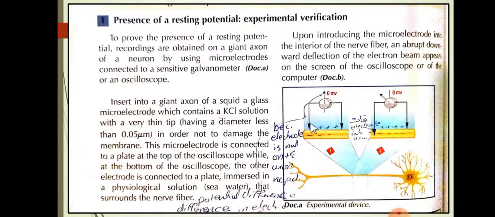Here, miss, we have a needle, a needle in which we put KCl solution, with a very thin tip, meaning this needle is thin, having a diameter less than 0.05 micrometer in order not to damage the membrane. Of course the needle must be thin so that we do not damage the membrane of the axon. This microelectrode is connected to a plate at the top of the oscilloscope.